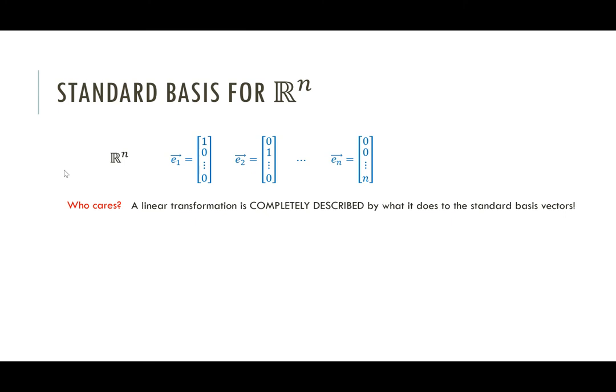Well, a linear transformation, it turns out, is completely described by what it does to the standard basis vectors. So suppose you've got a transformation defined and you know how you've defined it for vector e1, e2, all the way up to en. So you've defined it for all of your standard basis vectors. Can you say what the transformation does to a general vector? Absolutely. So let's see why.